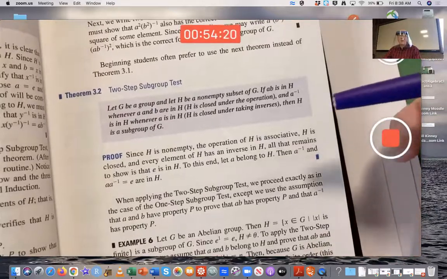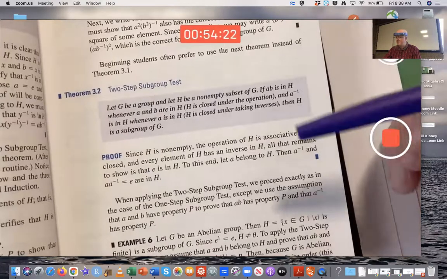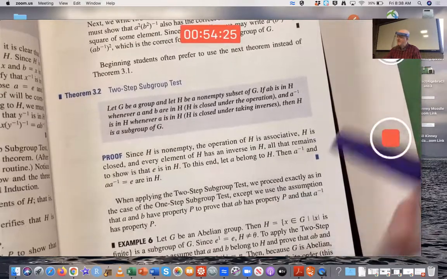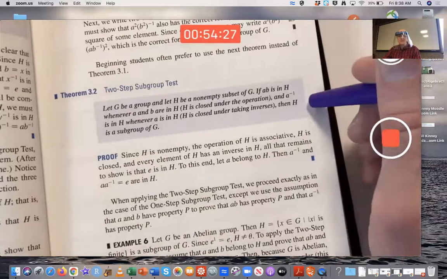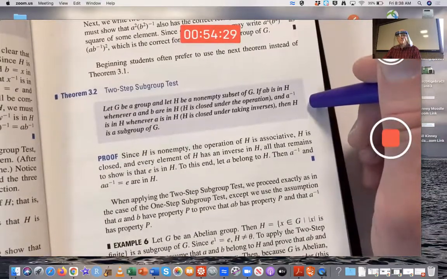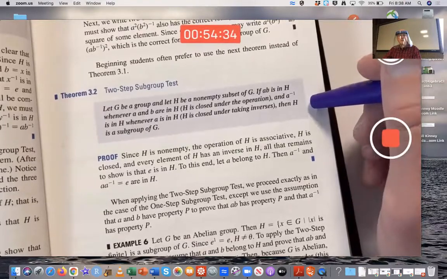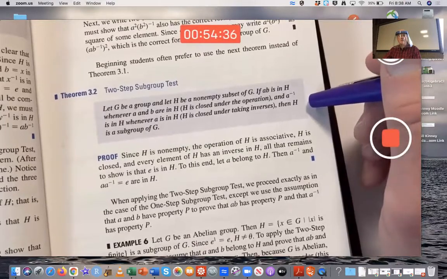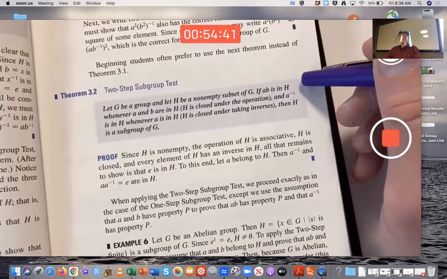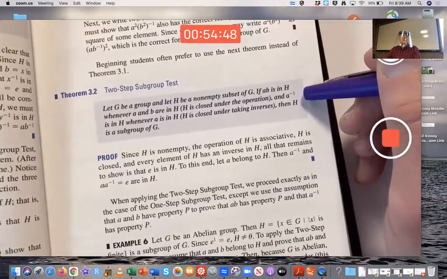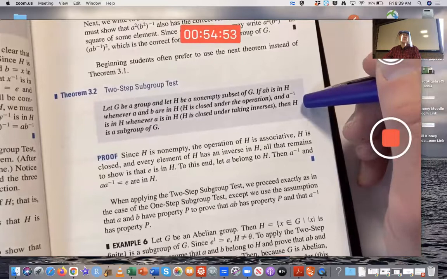I'm not going to prove these right now, and I think I proved one of them in the lecture, or maybe I didn't, I'm not sure. Let's just see what they say and see how to use them. Let G be a group, let H be a non-empty subset of G. If A times B is in H whenever A and B are in H, in other words, H is closed under multiplication, the operation, and if A inverse is in H whenever A is in H, H is closed under taking inverses, then H is a subgroup of G.